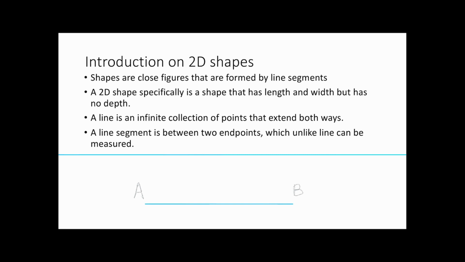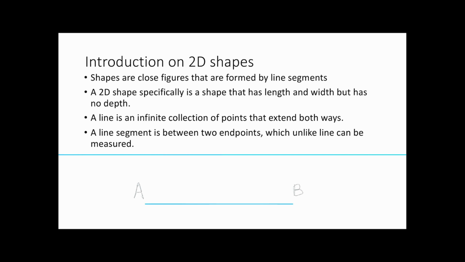Shapes are closed figures that are formed by line segments. What I mean by closed is that it does not have an opening in the figure. A 2D shape is a shape that has length and width but has no depth, which means that in vector form it has x and y, but the z is 0.